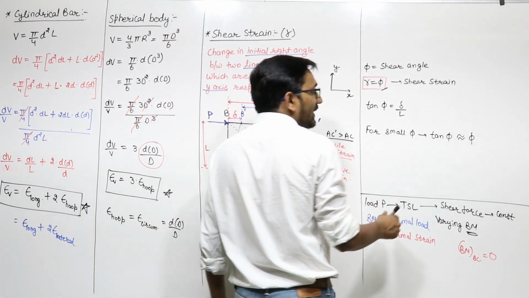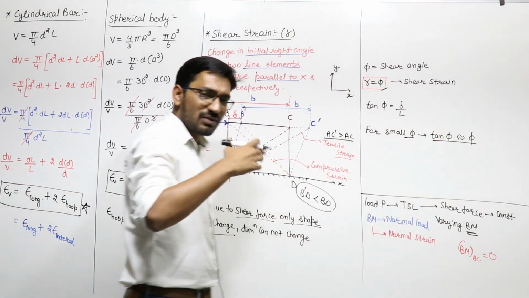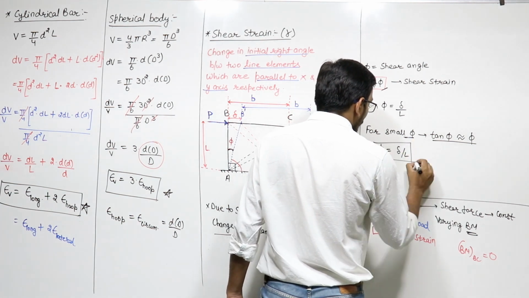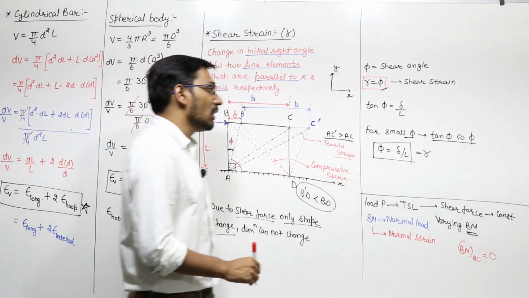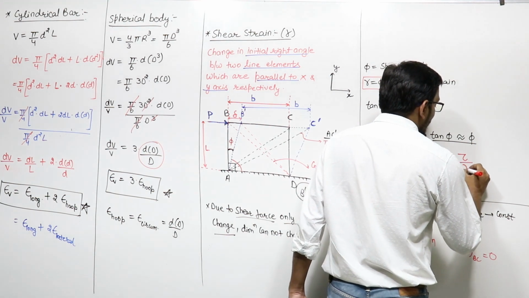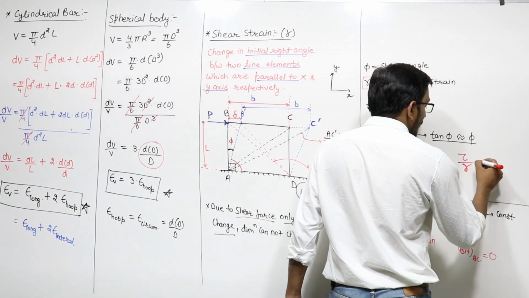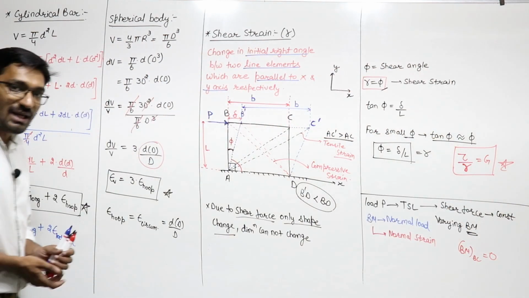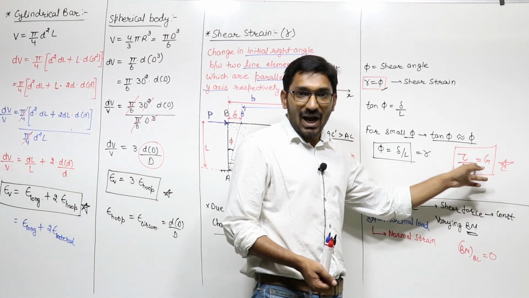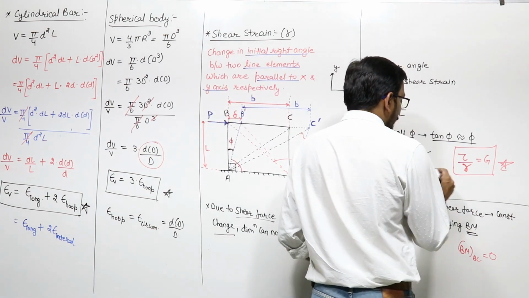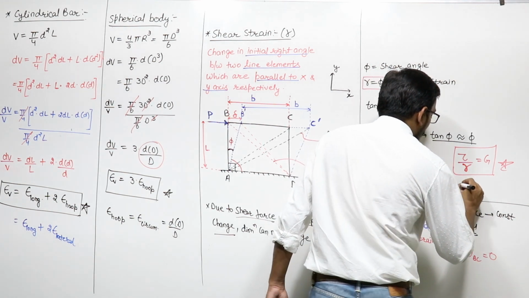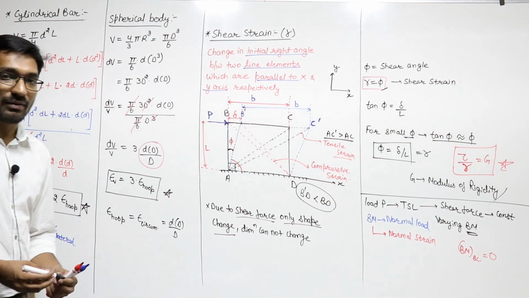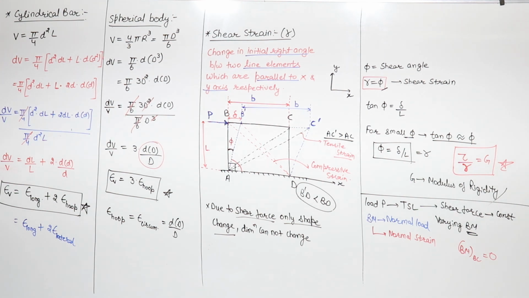If the angle is small, then tangent phi is approximately equal to phi. So from here you can write that shear angle will be equal to delta upon L, and this is equal to gamma, delta upon L. And from Hooke's law we know that shear stress tau upon shear strain gamma is equal to the modulus of rigidity, and we will see in our later discussion where this equation is valid. G is known as the modulus of rigidity. It is an elastic constant, and its value depends upon the material. So this is the concept of your shear strain.